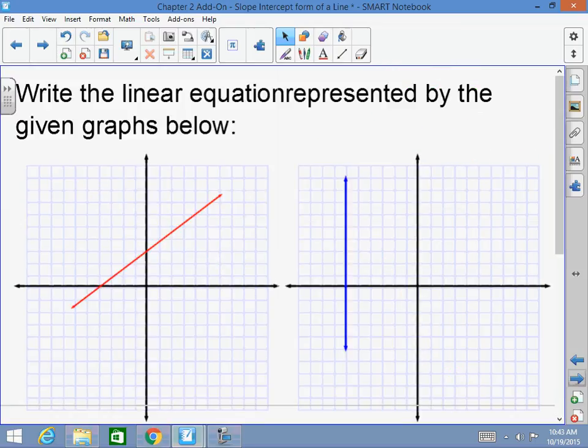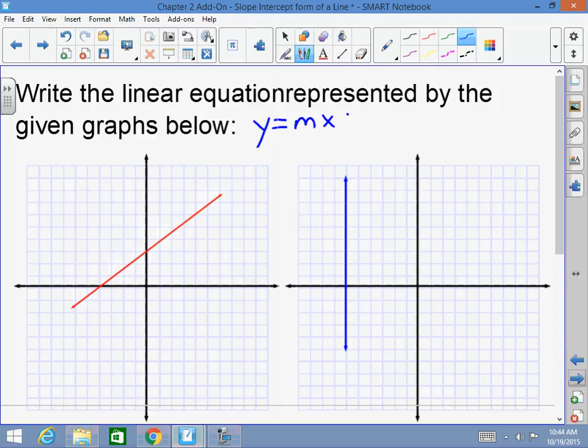Let's do it. All right, now I want you to write the equation represented by the given graph. This is very simple if you know that we're looking for y equals mx plus b. That's the goal here. We're going to have to figure out the missing pieces of this y equals mx plus b. We're going to have to figure out the b, the y-intercept, and the slope.